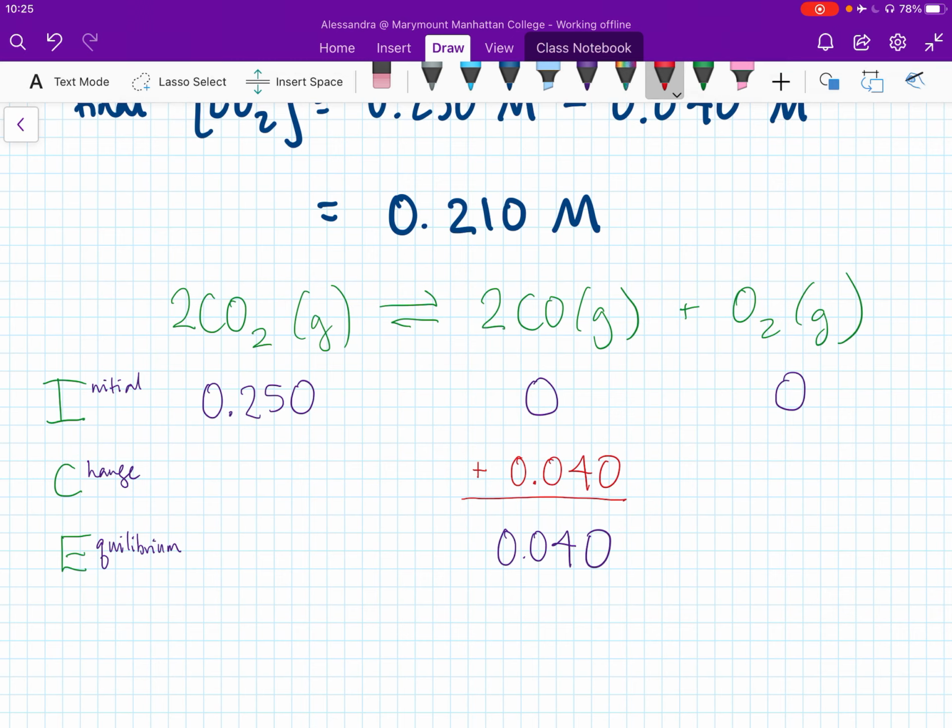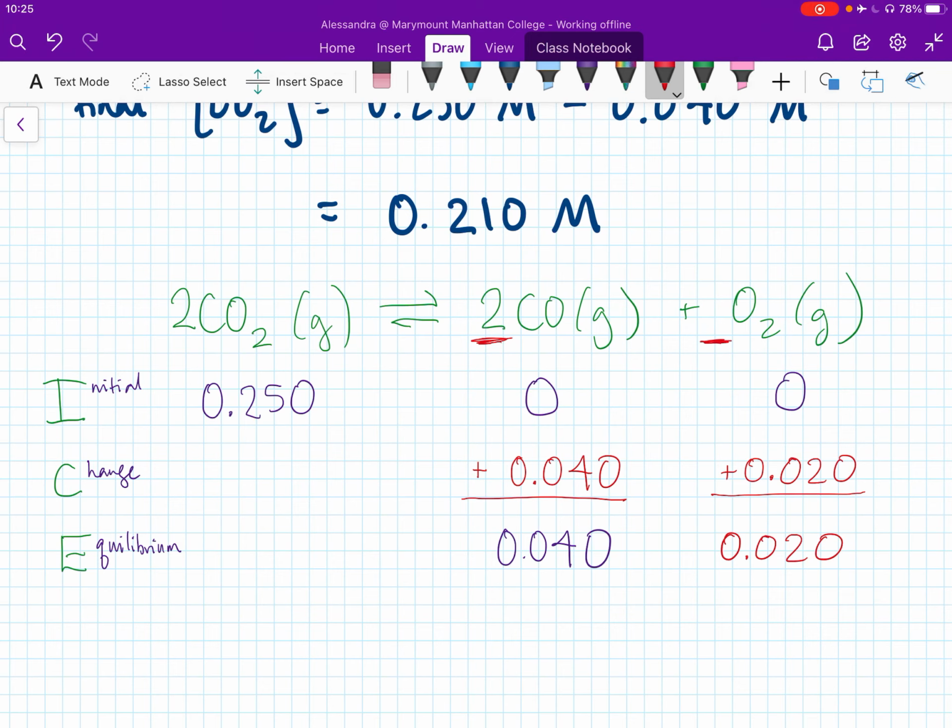And because the stoichiometric ratio is such that I have 1 mole of oxygen for every 2 moles of CO that are produced, I'm going to be producing half the amount of oxygen for every mole of CO. So that's going to give me the equilibrium concentration of oxygen at 0.020 molar.